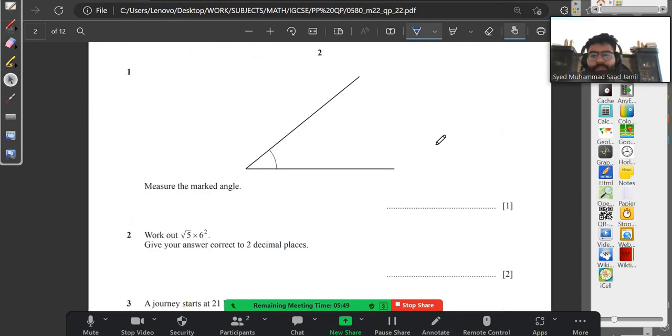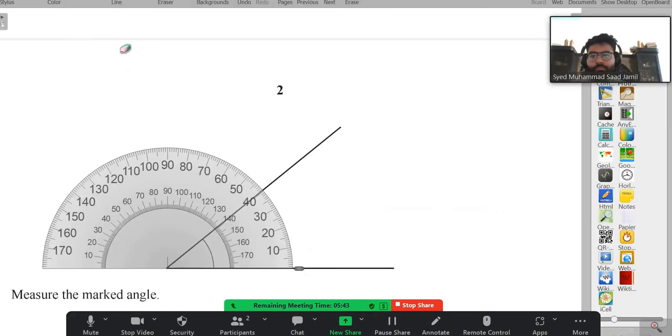First of all, it says measure the marked angle. In order to solve questions like these, you have to use a protractor. Once you use a protractor, you have to place this point 0 over here, and this whole angle, you have to find this. If you look at the line, where is this angle coming at? It is coming at 40 degrees. So this whole angle is basically 40 degrees. Any confusion?